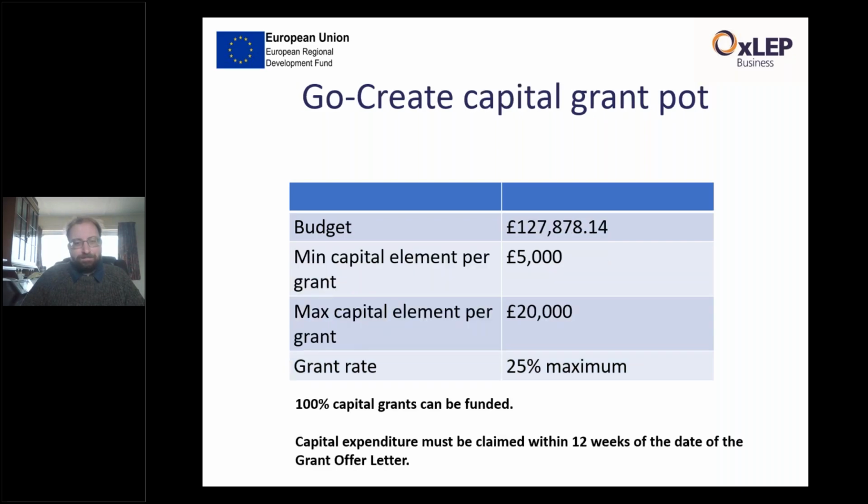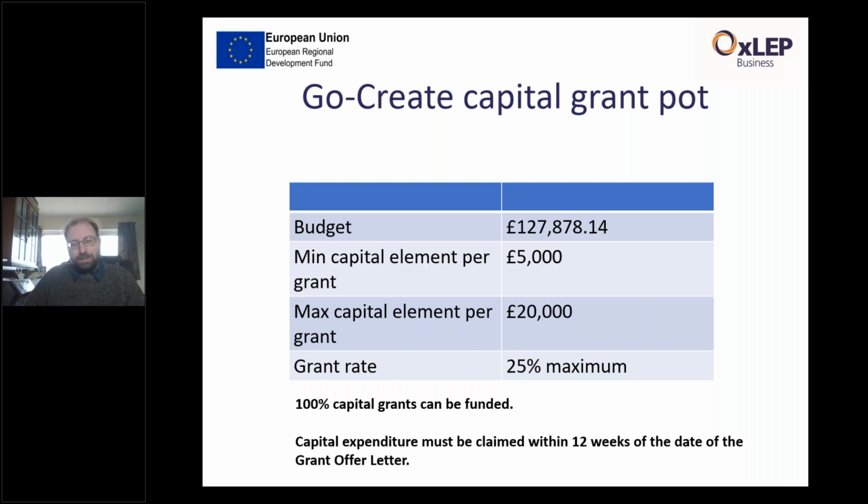Next slide. So for the capital pot, this is a lot smaller. We've been able to free up some capital budget. So this is a fairly new addition to the Go-create grant pot. The budget for this is 127,878.14. As I've said in previous slides, to count as capital, it's got to be at least £5,000. So if you're spending £5,000 of capital, effectively that's one item.